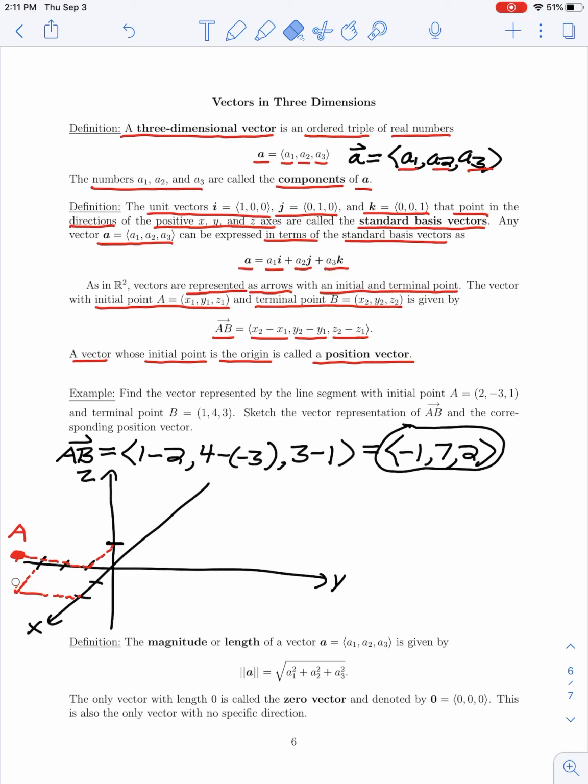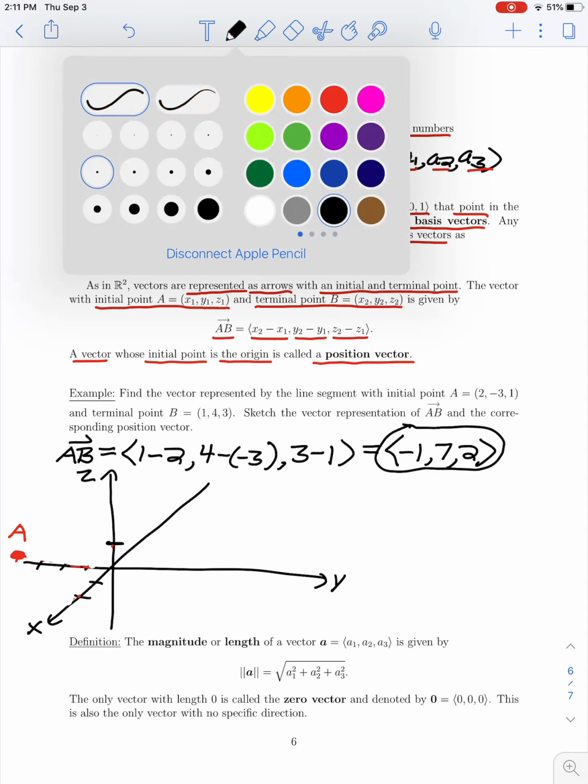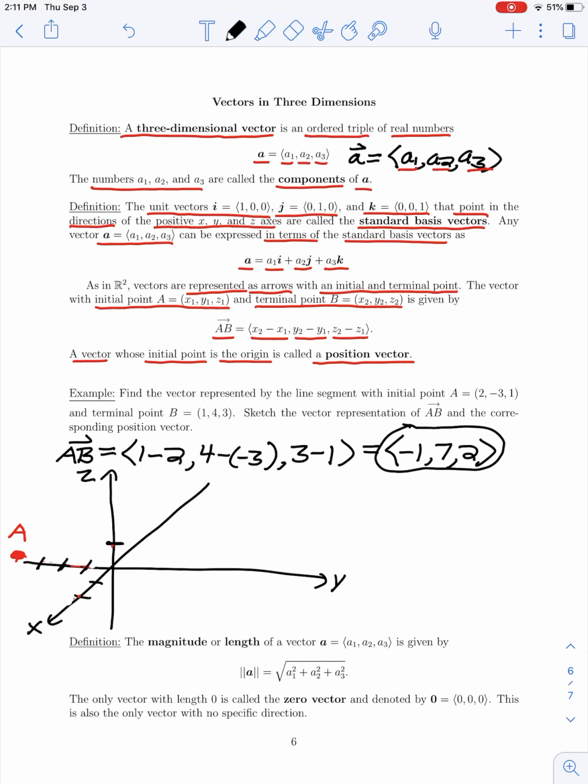Let me erase some of my lines here to clean up my figure a little bit. And then let's plot our terminal point, which was B, which was the point 1, 4, 3. So in the x direction, we're moving out 1 unit. In our y direction, we're moving out 4 units. And in the z direction, we're moving upward 3 units.